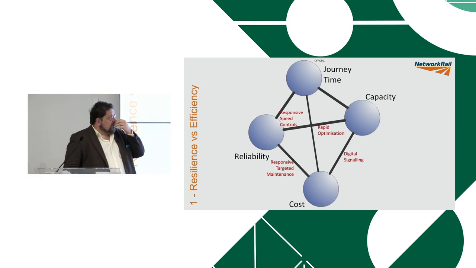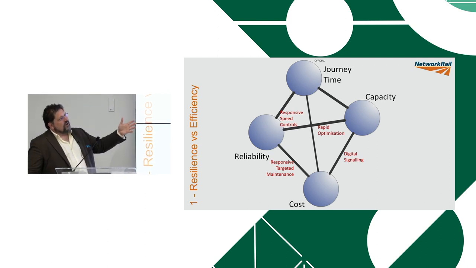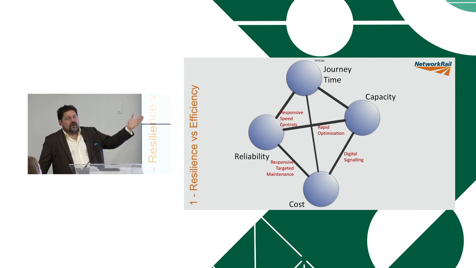So those are the three things I think that are most critical in digital twins, the so what for us. So I'd start by looking at this, and this is the four-way trade-off that's at the heart of the railway, if you like. What do we try and do?